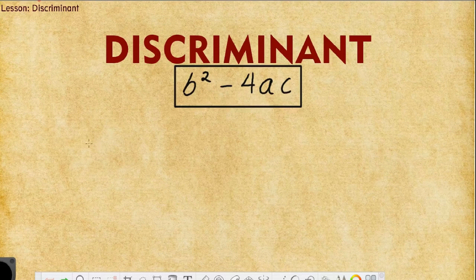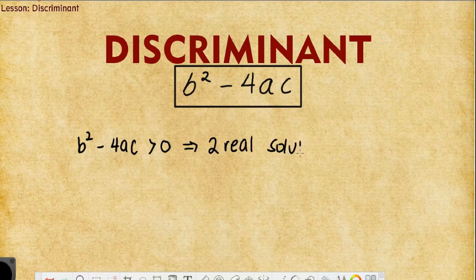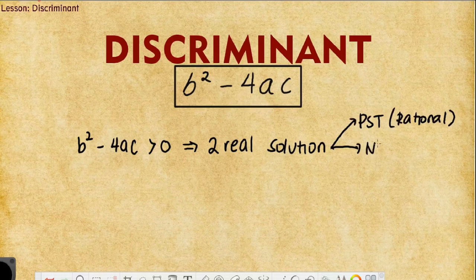So, the first restriction, if b squared minus 4ac, once again, that is the discriminant, is greater than 0, then we have two real solutions. Dito, if our quadratic equation is a perfect square trinomial, then magkakaroon tayo ng rational roots. Otherwise, kapag hindi naman siya perfect square trinomial, yan ay irrational. Naalala niyo yung topic natin sa completing the square. Kapag kino-complete natin yung square, nagkakaroon tayo ng perfect square trinomial.